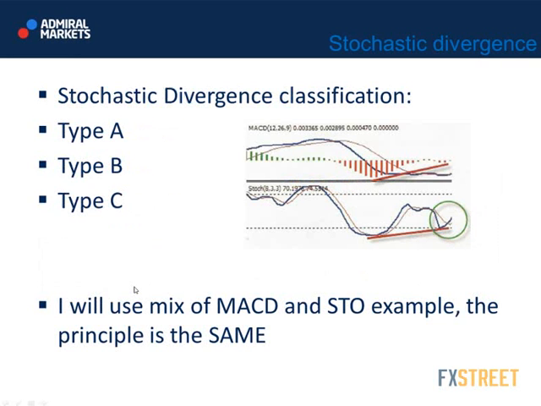So, we have three types of stochastic divergence classification. Three types: Type A, Type B, and Type C. Okay? That is how we classify stochastic. In this particular slide it says I will use a mix of MACD and stochastic examples, but I have prepared just stochastic examples because MACD can confuse you. So we will use just stochastic.